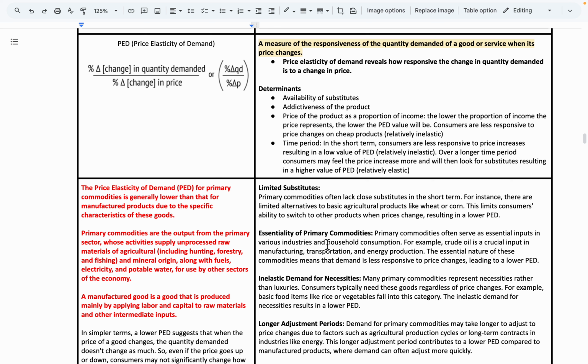Okay, and time period. In the short term, consumers are less responsive to price increases, resulting in a low value of PED, relatively inelastic. Over a longer period of time, consumers may feel the price increase more and will then look for substitutes, resulting in a higher value of PED. So this would mean that it's relatively elastic.